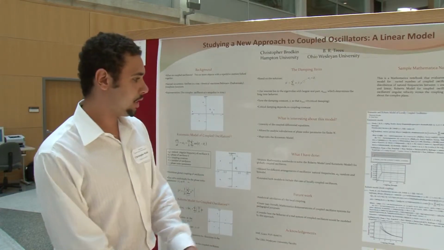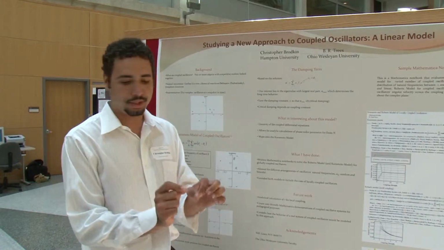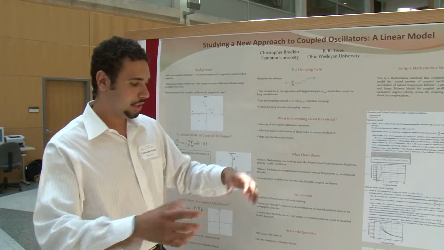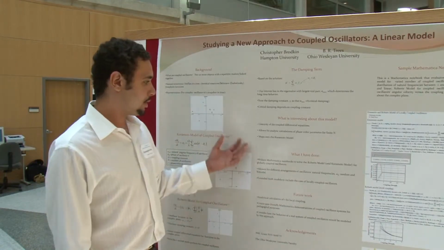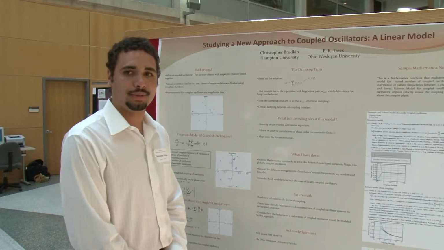I looked at global and local coupling. Local is where each is coupled to the one right next to it. Global is where everyone's coupled to every other one. But eventually we want to look at different types and different numbers of oscillators and different parameters, and that would be some of my future work.